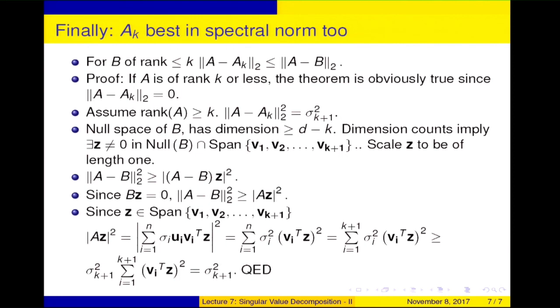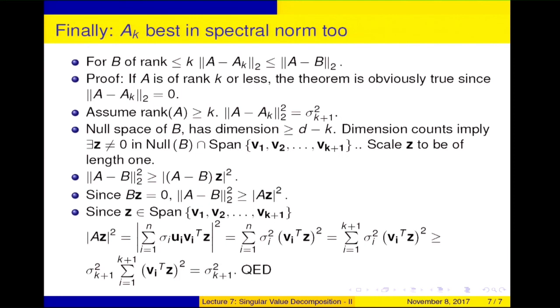And that's equal to sigma i squared times v_i transpose Z, squared. Z is only in the span of these, so I go only up to k plus 1 there. The rest don't count. That's greater than or equal to, now i equals 1 to k plus 1, the sigmas are decreasing, so the least of them is sigma k plus 1 squared. It comes out, and you get that.